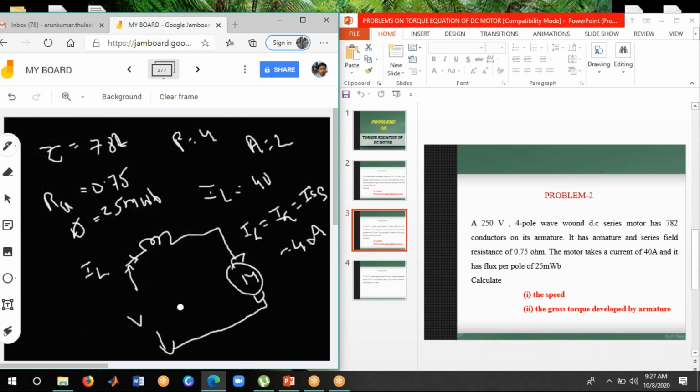Now we need to find the speed and the armature torque. The same procedure as in the previous problem: first we find the speed using the back EMF formula, and after that we find the torque using the armature torque equation. From this data, first I am going to solve for the speed.